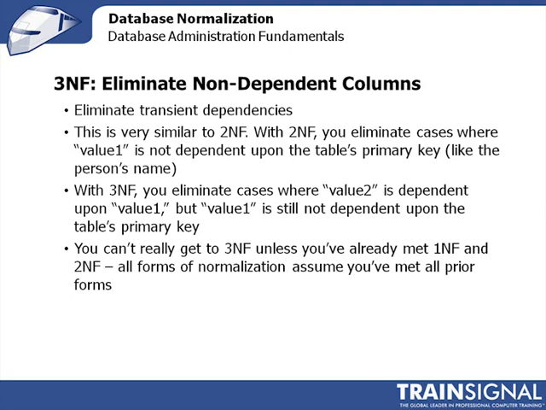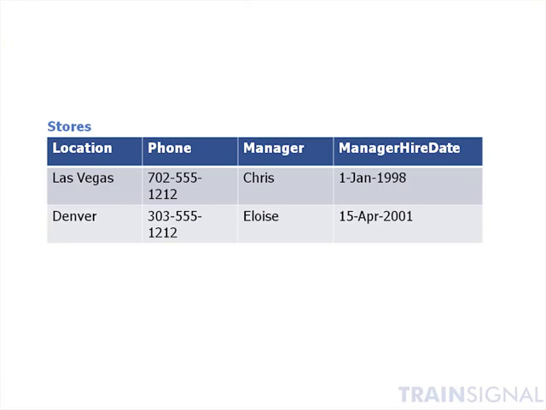So you can't really get to third normal form unless you've already met first and second normal form. Again, all the forms of normalization assume that you've met all the prior forms of normalization. So here's an example. We have a table for stores. This might list retail store locations. We have a location name, Las Vegas and Denver.